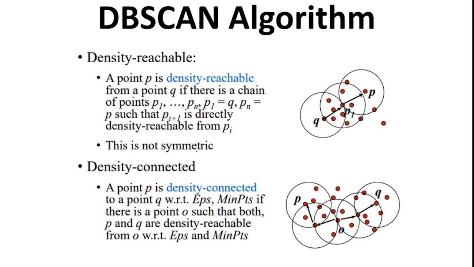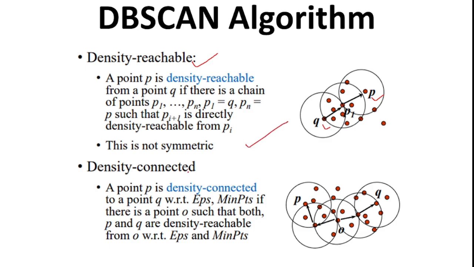So in DBSCAN there are density reachable and density connected. First we can see what density reachable is. You have considered 2 points Q and P. From a point Q, the point P is density reachable, from Q, if there is a chain of points, P1 to Pn, such that Pi plus 1 is directly density reachable from Pi. This is not a symmetric one.